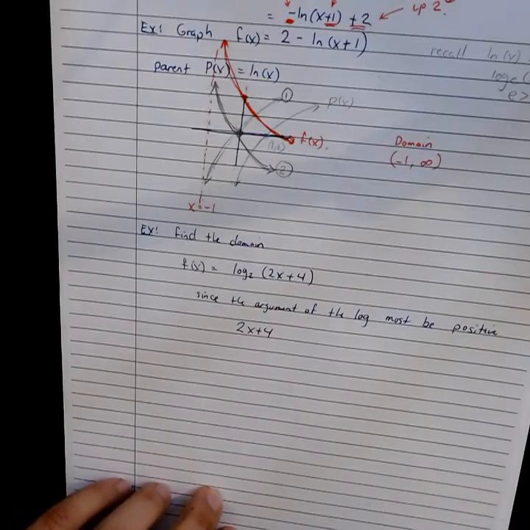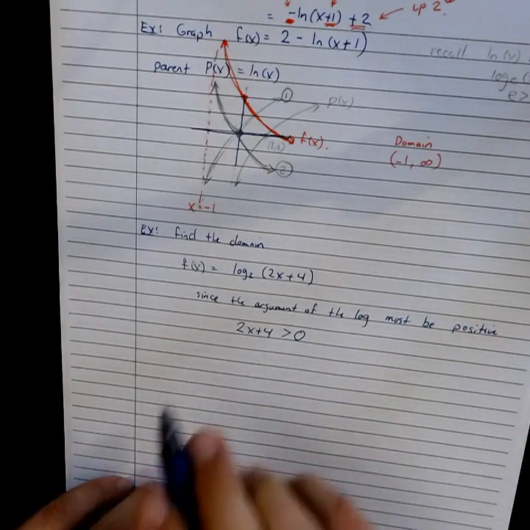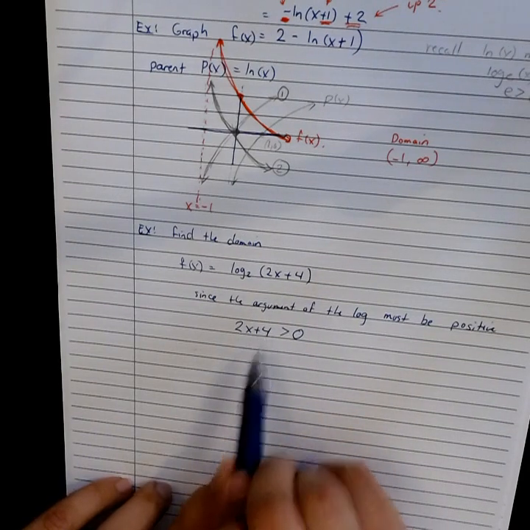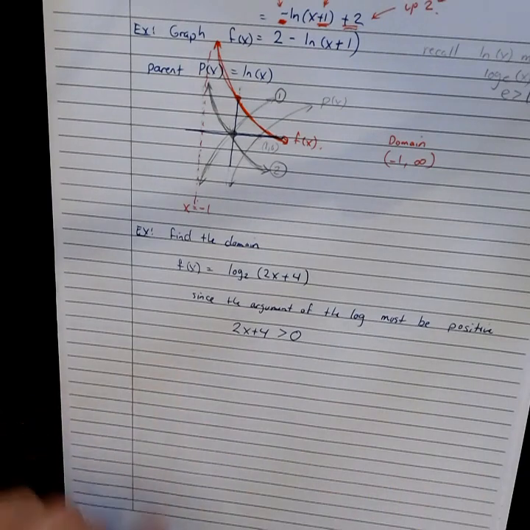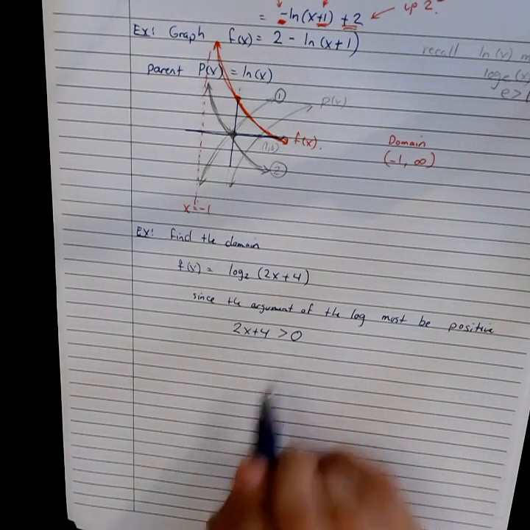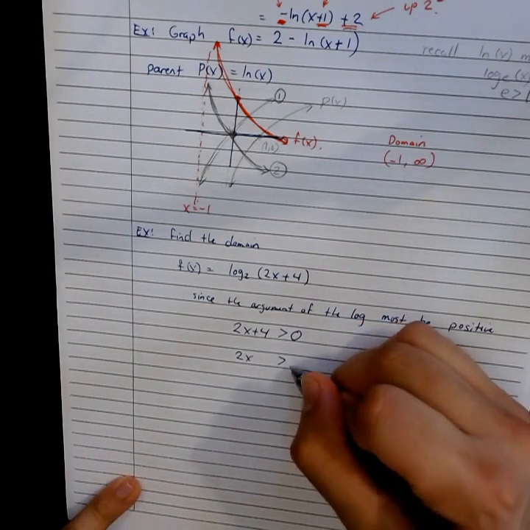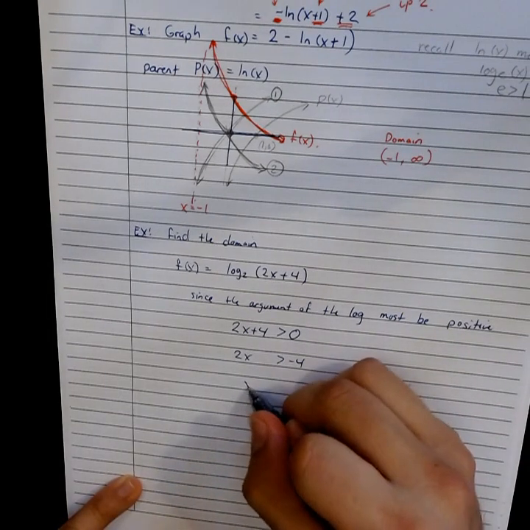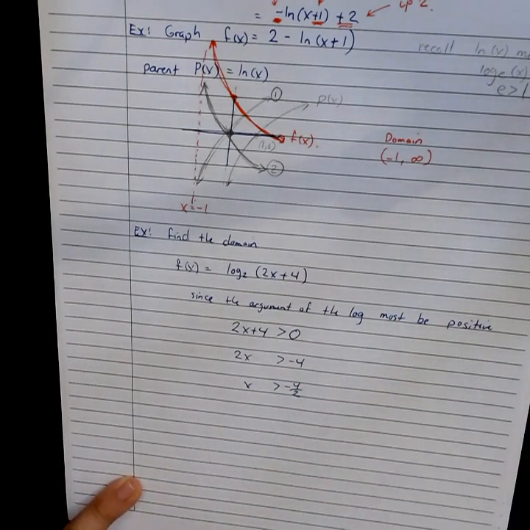So what we're really looking for is to make this greater than 0. Not greater than or equal to. The argument can't be 0. It has to be greater than 0. That's simple enough to solve. We just subtract 4 from both sides, so that'll give me 2x is greater than negative 4. Now I divide both sides by 2, and that'll give me x is greater than negative 4 over 2.